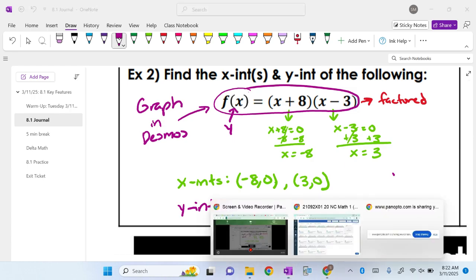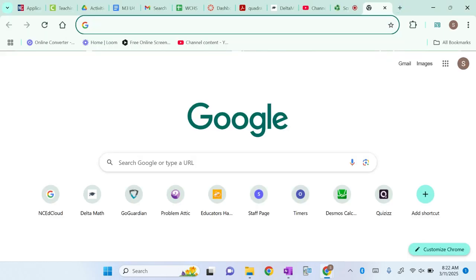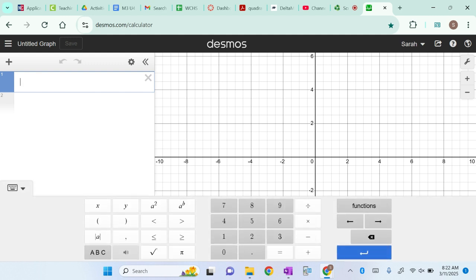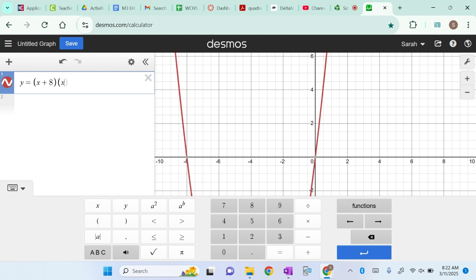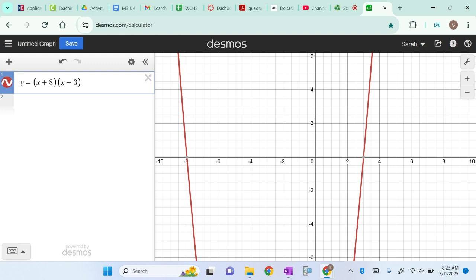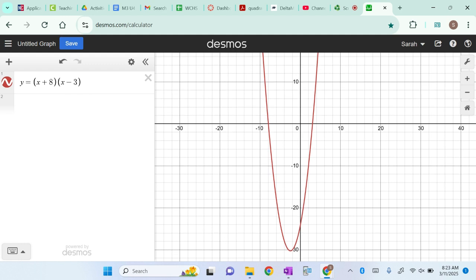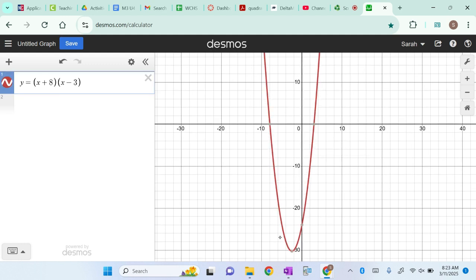All right. So, guys, if you had issues graphing it, you literally type it in exactly as you see it. So y equals parentheses x plus 8, close the parentheses, x minus 3, close the parentheses. You literally just type it in as you see it. And you might have to zoom out a bit. So we confirmed that these are x and y intercepts.